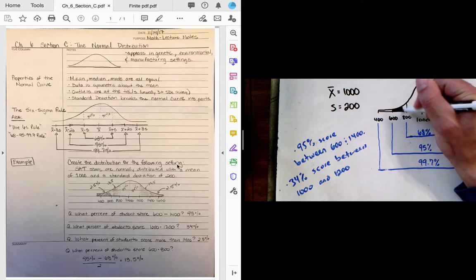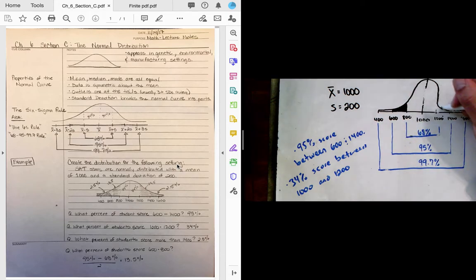For the more complicated problems, I like to shade in the area of the graph that I'm looking for, because then it allows me to use some math to solve it. When I have a visual picture of it, it's much easier for me to construct the problem.